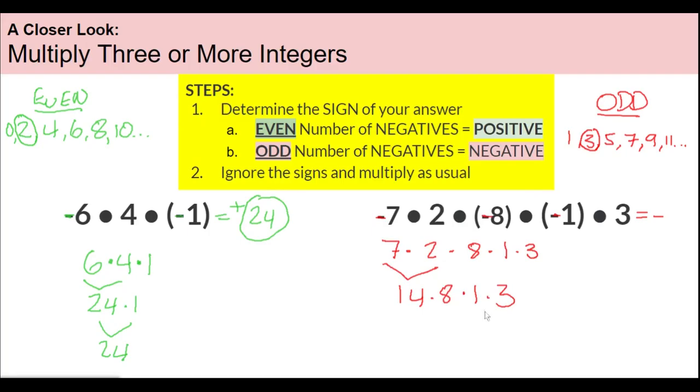Okay, 14 times 8. You might have to do that one by hand if you need to. That's 112. Okay, 112 times 1 times 3. 112 times 1 is 112 times 3, and that will give us 336. Okay, remember the answer is negative, so make sure you write negative 336 right there. All right, let's keep going.